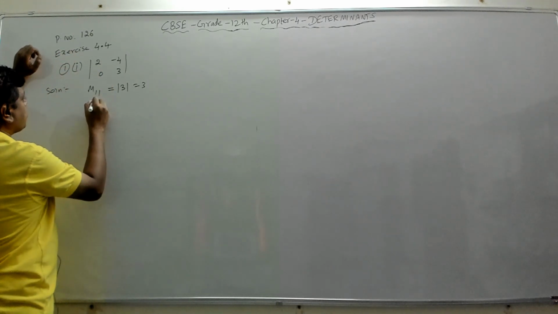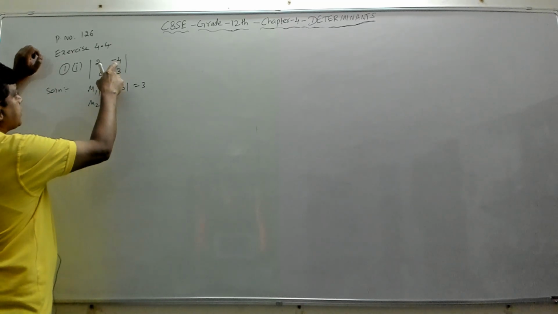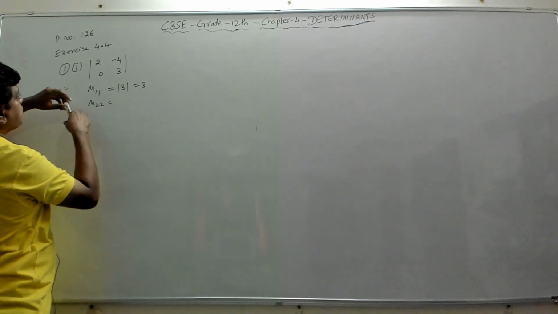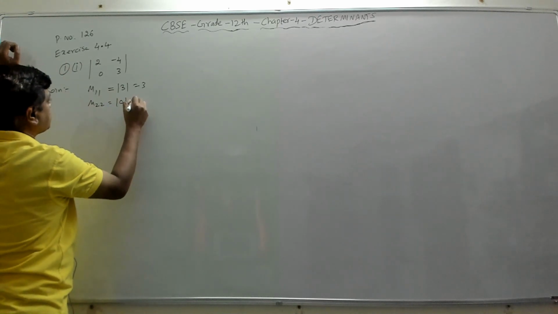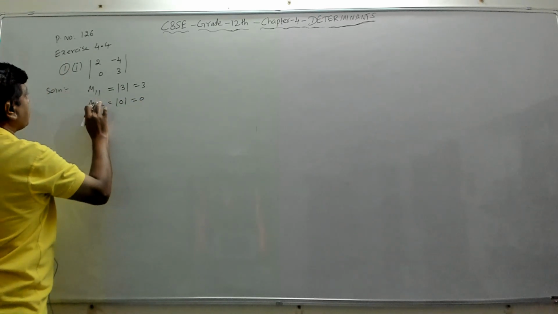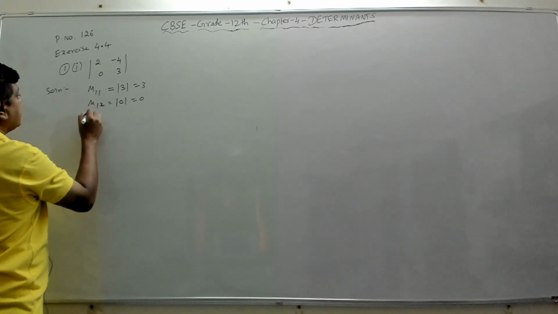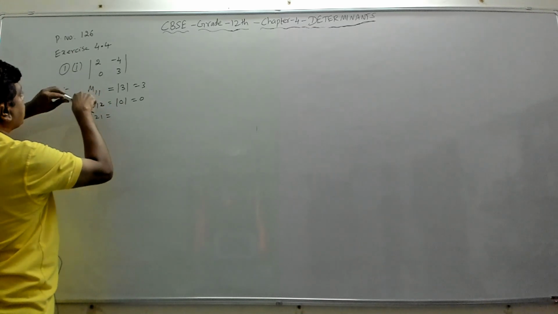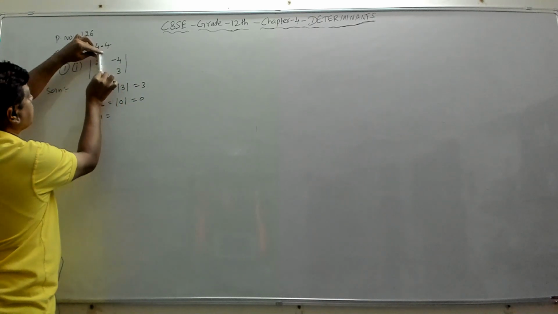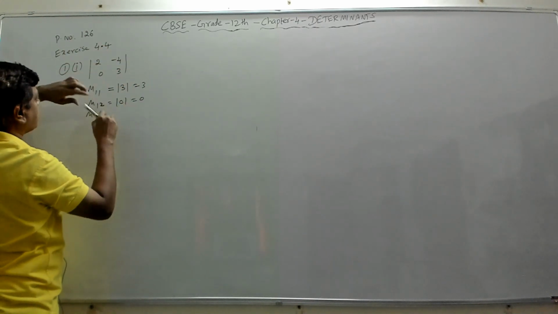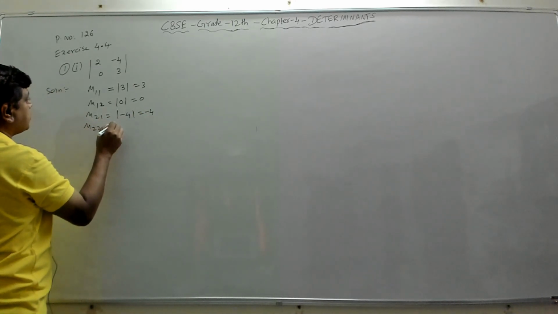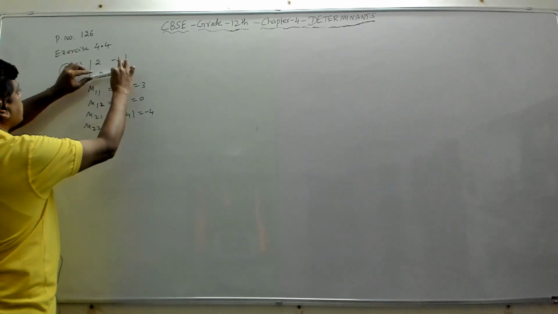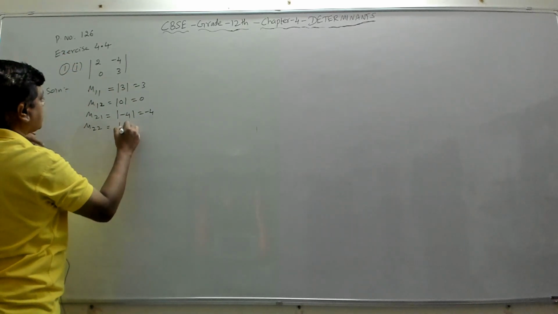Now we have to find M12, which is the minor of minus 4, which means you will close this particular row and this particular column where minus 4 lies. Then it is 0, the determinant of 0, which is 0. Then M21. M21 is this element. For that you will close this particular row and this particular column. If this and this are closed, you will get minus 4, the determinant of minus 4, which is minus 4. Now M22 is the minor of this element 3. This should be closed, this should be closed, you will get 2, the determinant of 2, which is 2.